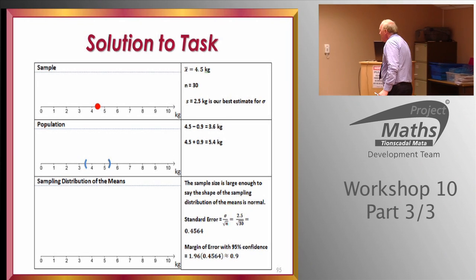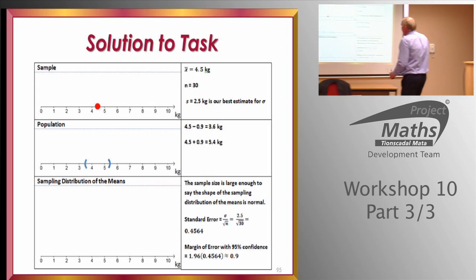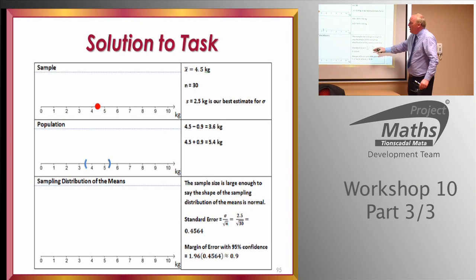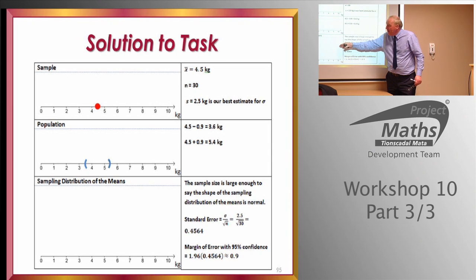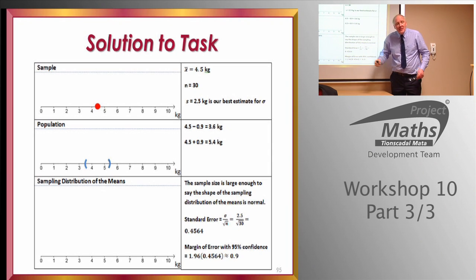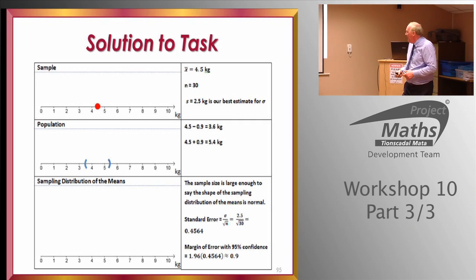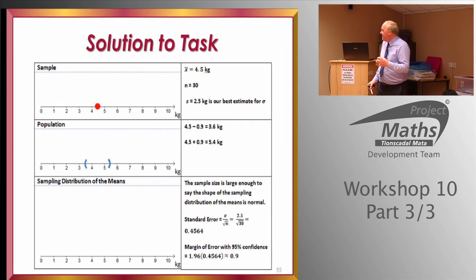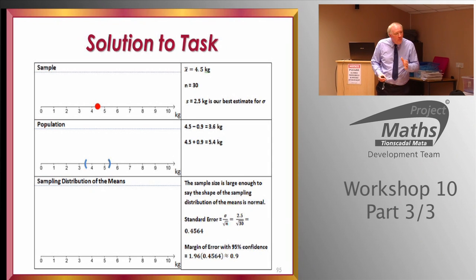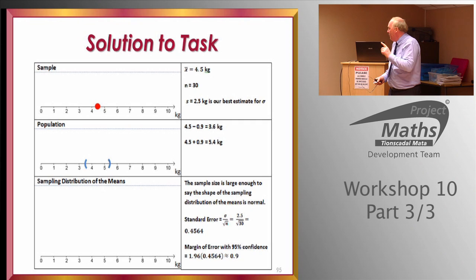Now, let's leave the population for the moment and let's go down to the theory, the sampling distribution of the means. And that's our central limit theorem here. So let's look at the bottom one. The sample is large enough to say that the sampling distribution of the means is normal. Now, a large sample, lads, is 30 or more, so we have 30 in ours, so that's okay. So we can say the sampling distribution of the sample means is normal. Okay? Now, we can say that.